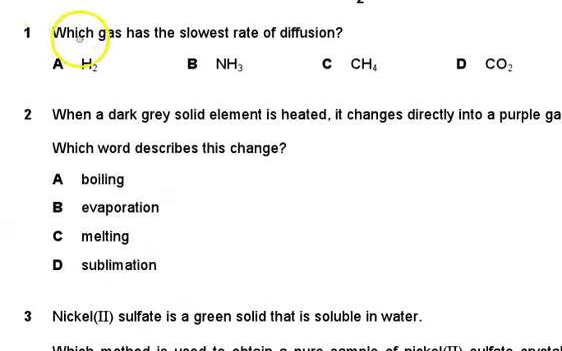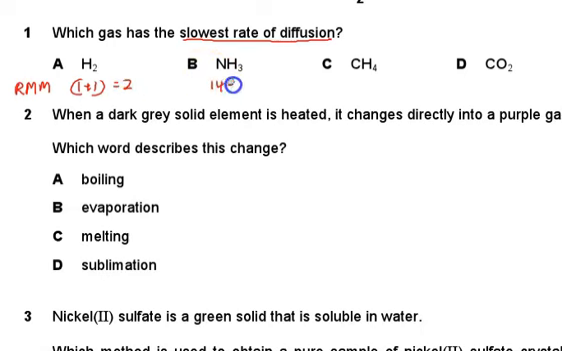The first question: which gas has the slowest rate of diffusion? The slowest rate of diffusion depends on the weight, the inertia. So the heavier molecule will diffuse at a slower rate. Now let us look at their RMM. Here it will be 1 plus 1 equals 2.